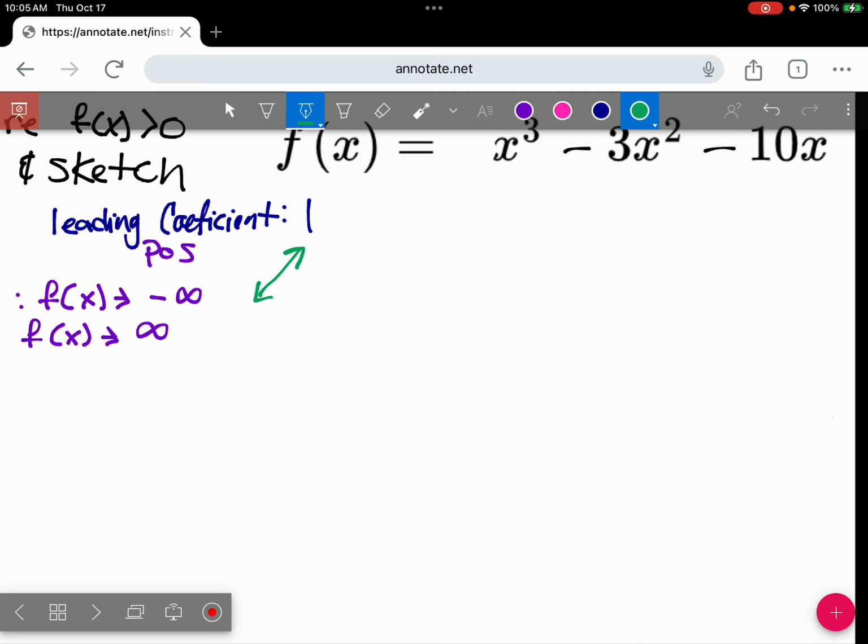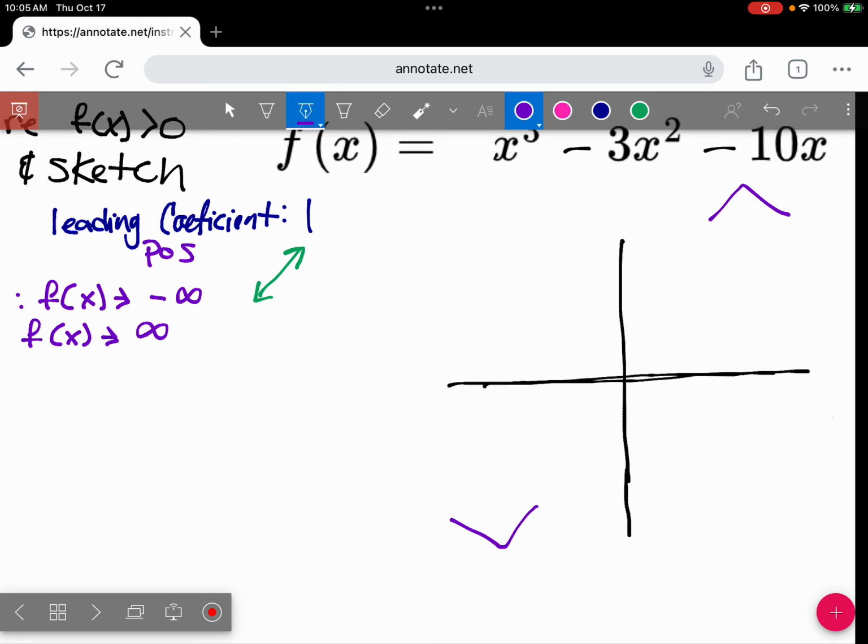So for our sketch, because we're asked to do that too, I'm going to just put a little thing over here. If you want proper graphs, I did put them out on my little table at the front. You're welcome to do that. I'm just going to do them sketchy style. So I know that my left arrow is going to point down, and my right arrow is going to point up. That's what we know from our end behavior. My left arrow points down, my right arrow points up.